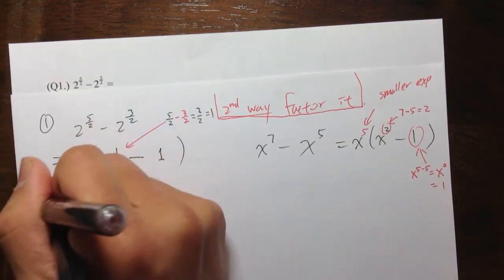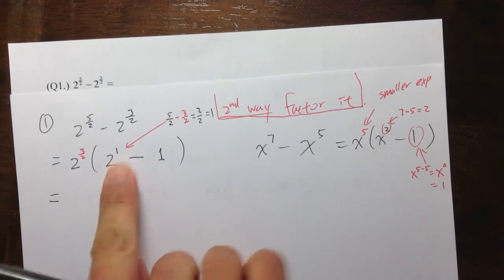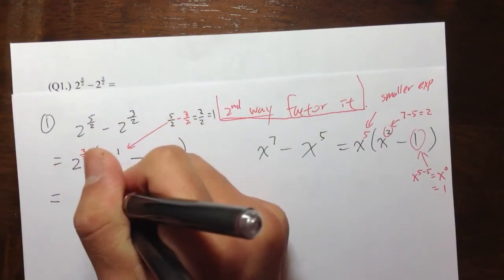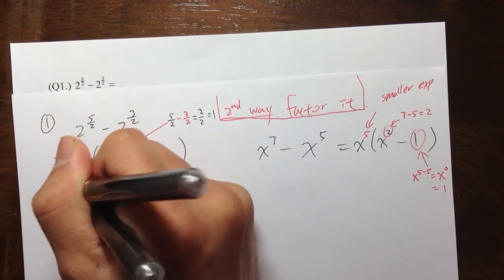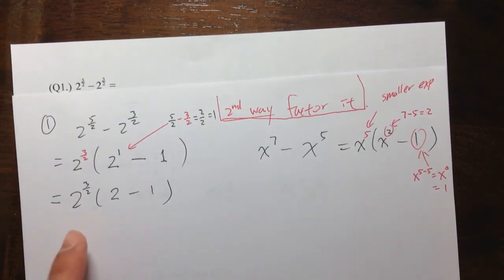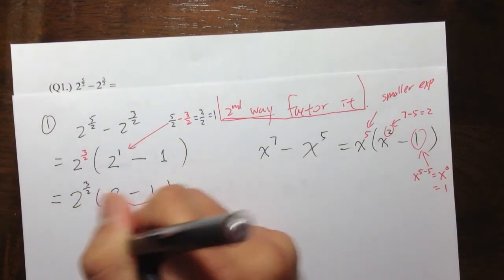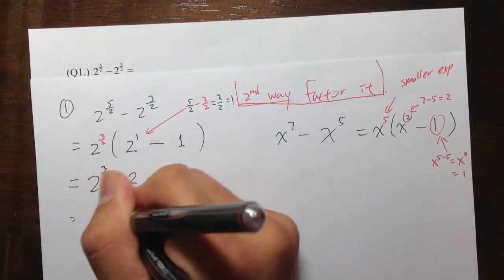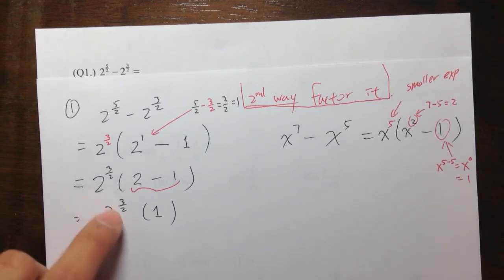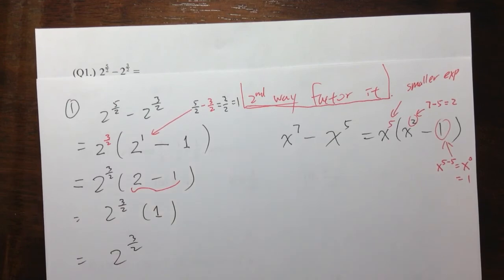Okay, so let me see if there's anything else that we can do. 2 to the first, of course, is just equal to 2, right? So the inside is equal to 2 minus 1. And then the outside is 2 raised to the 3 half exponent. Order of operation says that we have to do the inside of the parentheses first. This guy is equal to 1. And I still need to multiply by 2 raised to the 3 half power. And what's 2 to the 3 half power times 1? Just itself. 2 to the 3 half power.